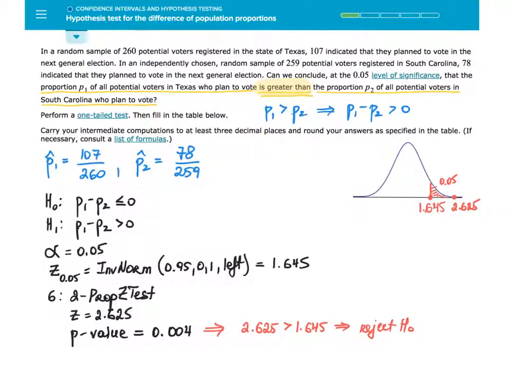In this lesson, we will learn how to perform the hypothesis test for the difference of population proportions.